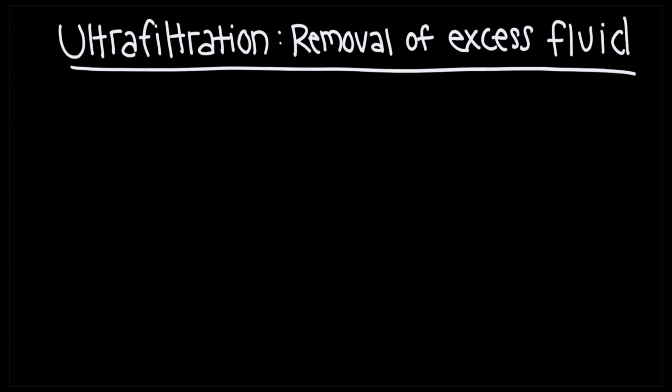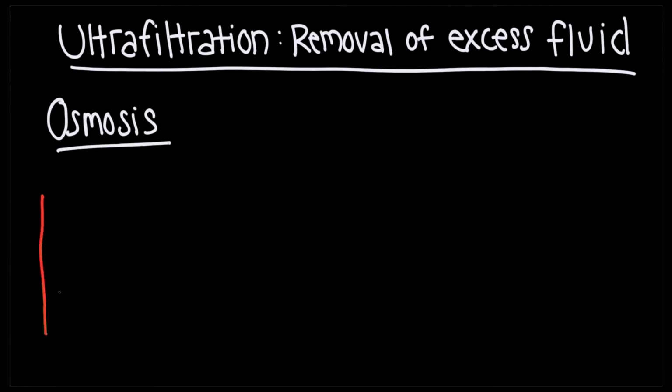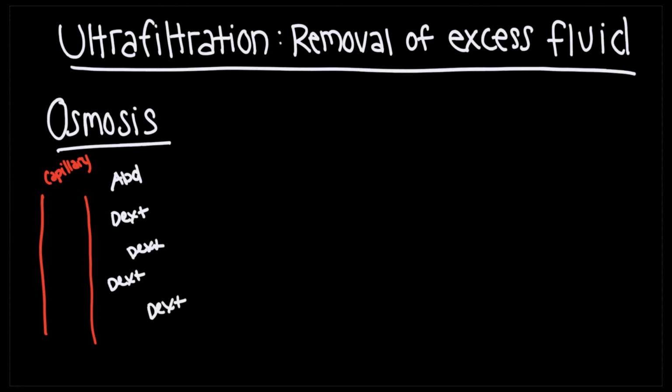Let's talk about ultrafiltration first, which, as we discussed, is the removal of excess fluid. In PD, ultrafiltration is achieved using osmosis, or fluid flowing from areas of high concentration to low concentration. Let's zoom in on our capillary juxtaposed with our peritoneal sac in our abdomen filled with PD fluid. During PD, we use a dialysate that has a high concentration of dextrose, which serves as our osmotic agent.